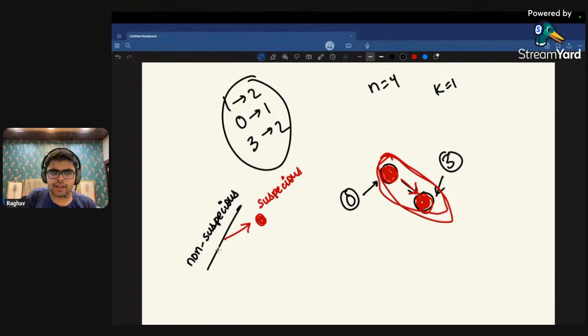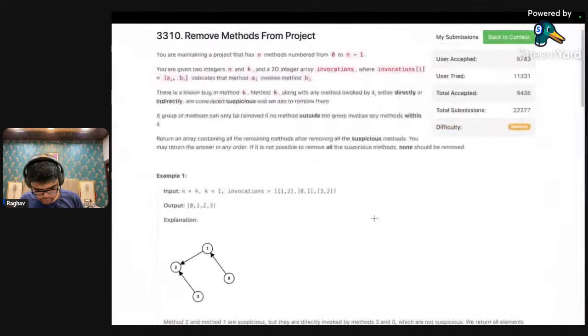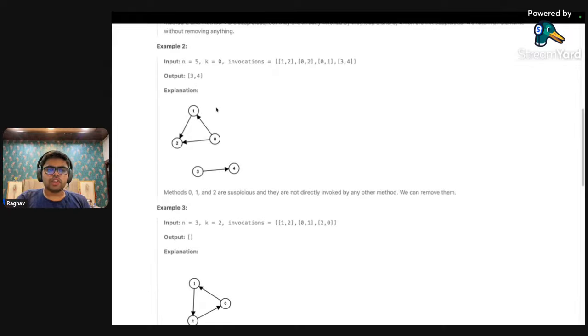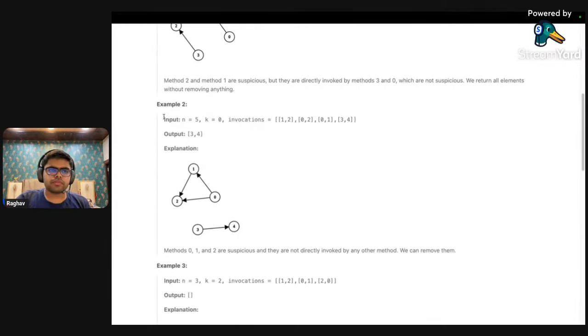If it happens that a non-suspicious method is invoking a suspicious method, then we won't remove the methods, otherwise we will remove all the methods. So in this case 3 and 0 are invoking these two functions, thus we won't remove any of the functions. So guys, does this problem make sense? Let me discuss one more example. Actually we will discuss all the examples here.